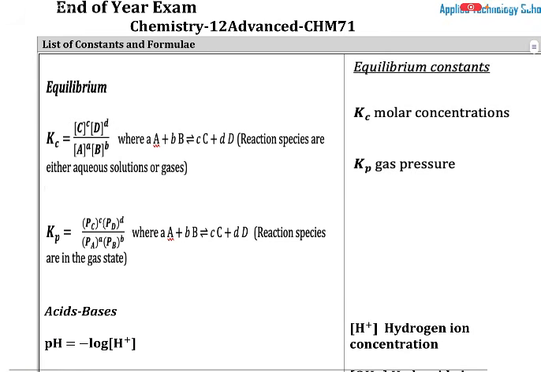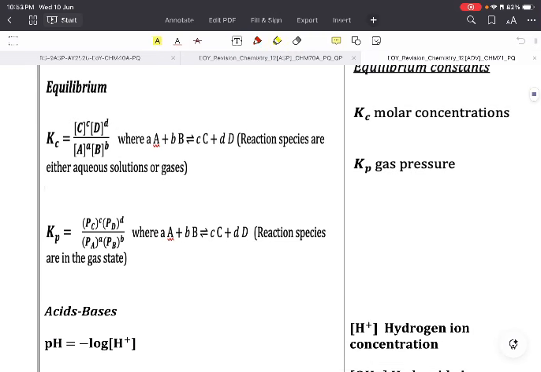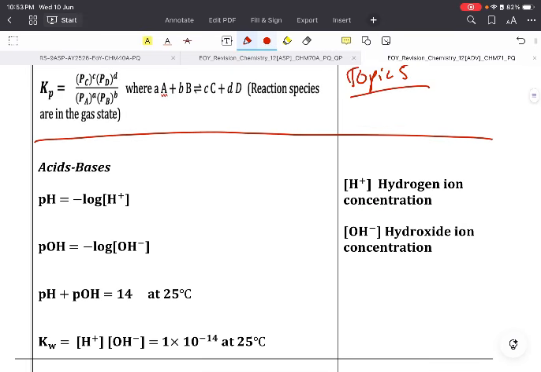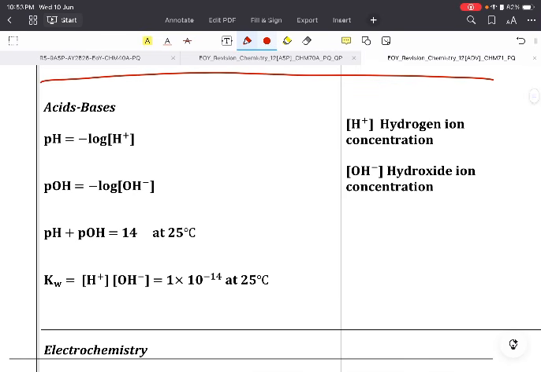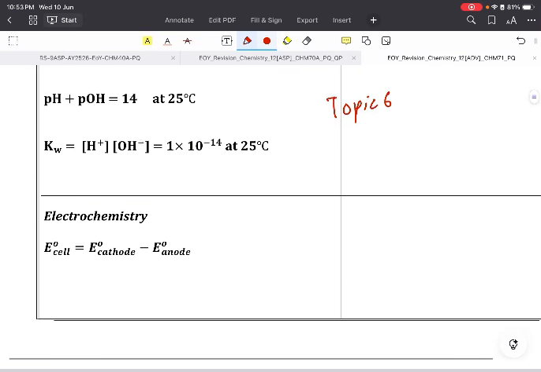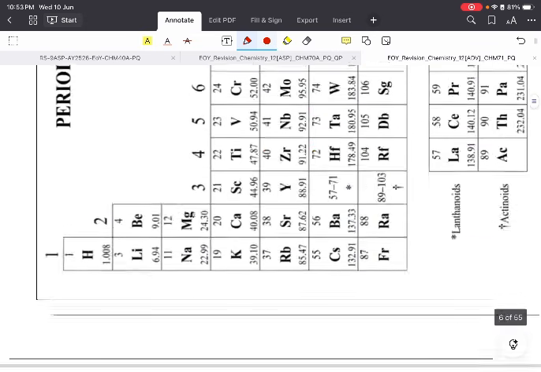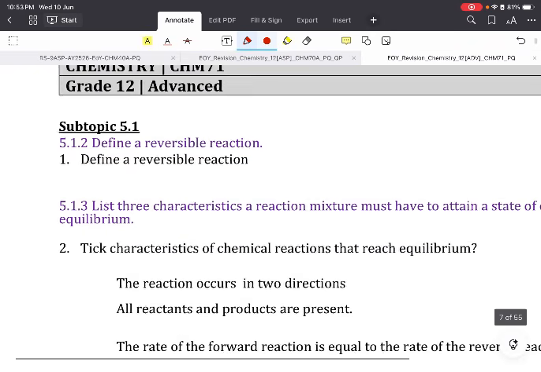The first section of your formula sheet, which is this one, is related to topic 5 lessons. And the second part of the formula sheet is related to topic 6 lessons. And the third one, topic 8. There are no formulas related to topic 7. Let's begin now with subtopic 5.1.